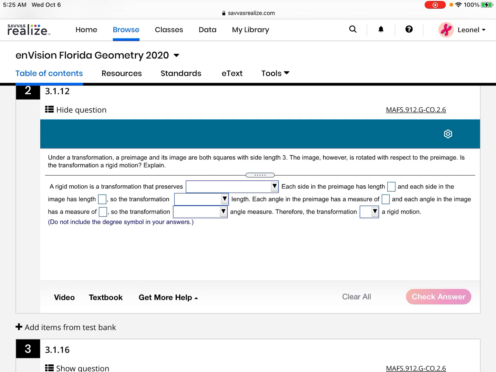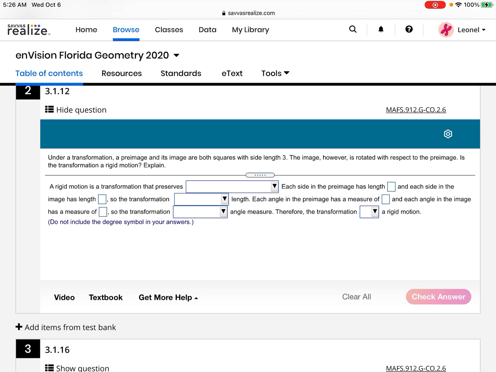Okay. So it says under transformation, a preimage and its image are both squares with side length 3. So we're talking about having a square and then transforming it. And at this point, since all of our transformations don't really change the size and shape of the shape, that's why we can expect for both of them to be squares. So the before and after is still a square. It's not going to change into like a rectangle or something.